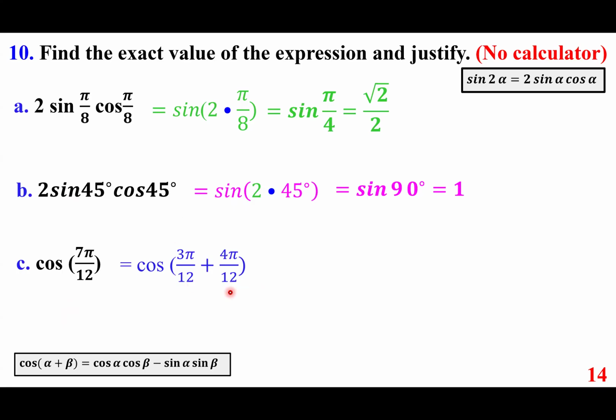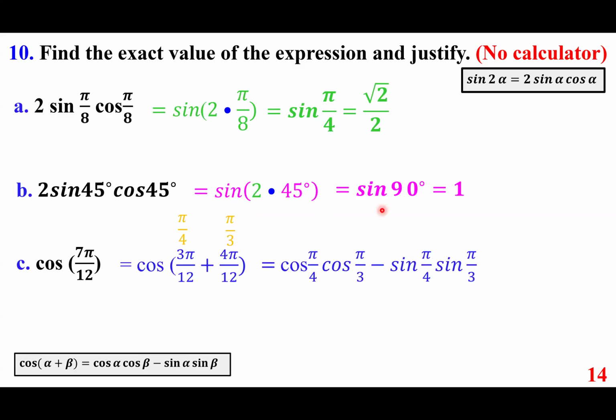Now cosine of alpha plus beta is cosine alpha cosine beta minus sine alpha sine beta. So 3 pi over 12 or pi over 4, 4 pi over 12 or pi over 3. And as I mentioned, you can change it if need be to degrees so you can easily see the two angles that are common arcs. Okay. 105, by the way, 105 degrees. Having said that, so cosine of pi over 4, cosine of pi over 3 minus sine of pi over 4, sine of pi over 3.